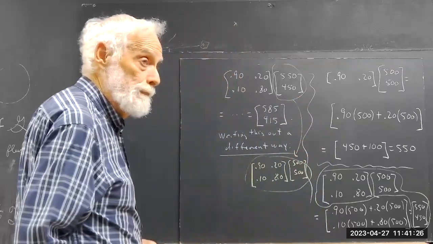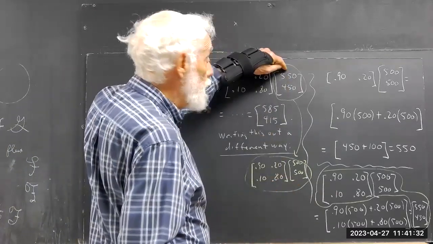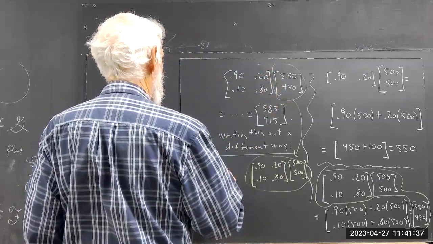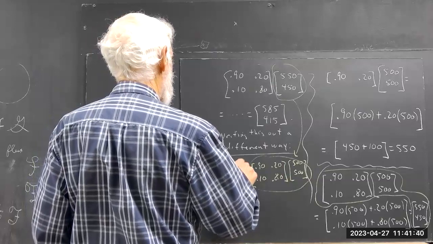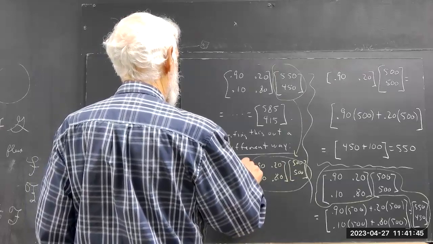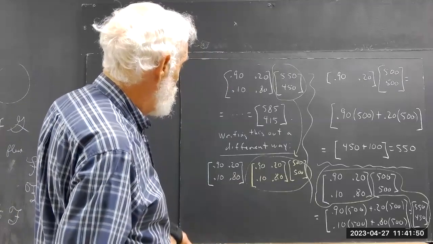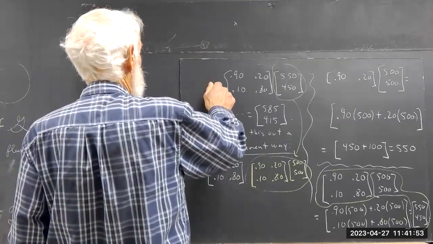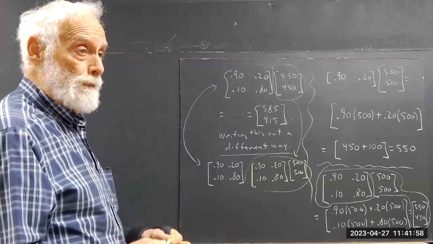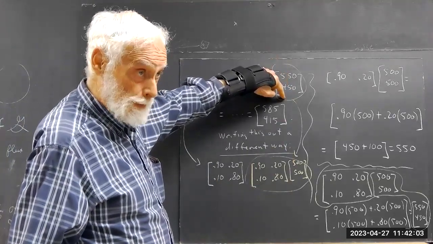Okay. Because this is the calculation we did to get the 550, 450. Then we multiply that by this. And now this calculation is identical to this one. But we kind of kept the history of where we got the 550, 450. Okay.